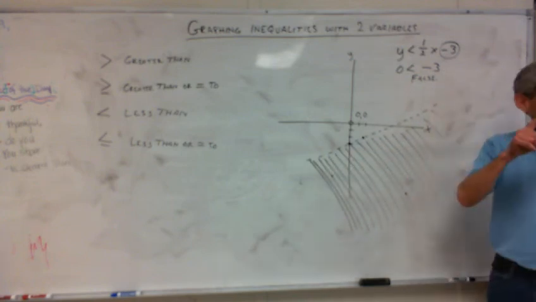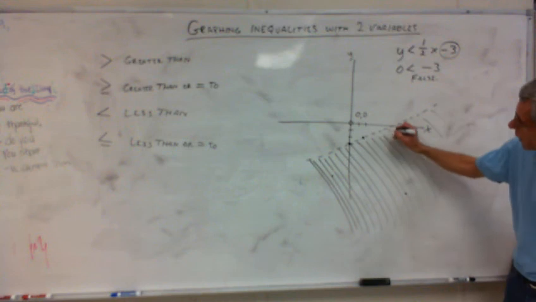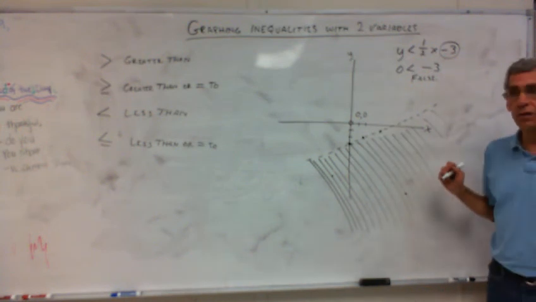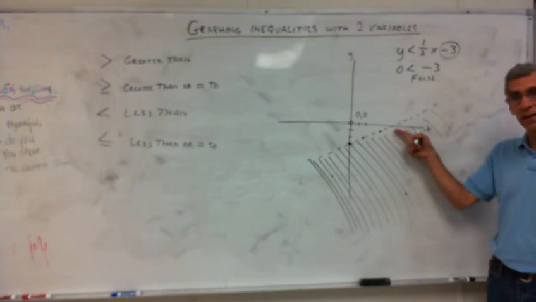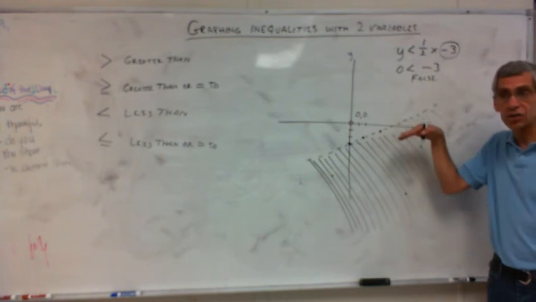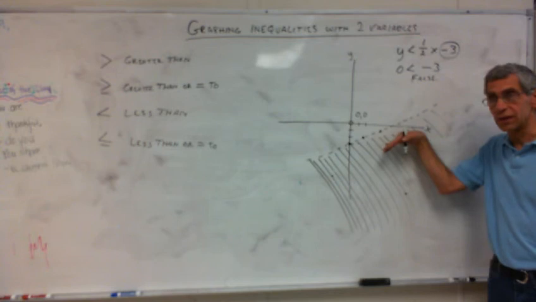Now, I'm going to ask a trick question. Is this point a solution to the inequality? No. No, because it's on a dotted line. It doesn't include the line. It starts at the line, but it doesn't include the line, right?